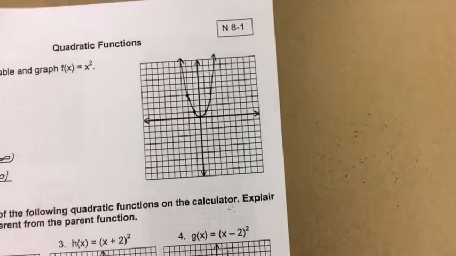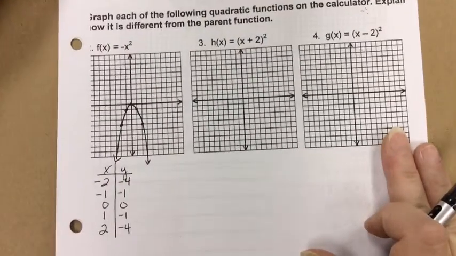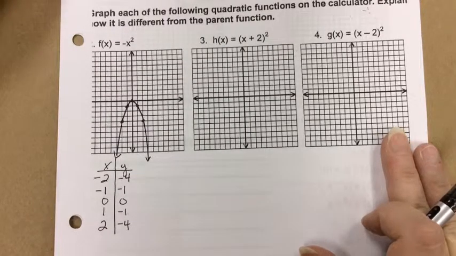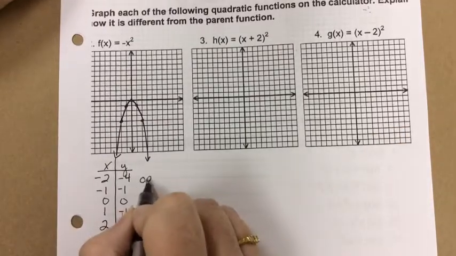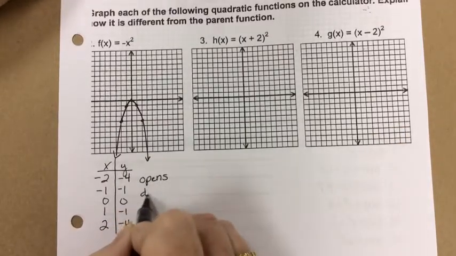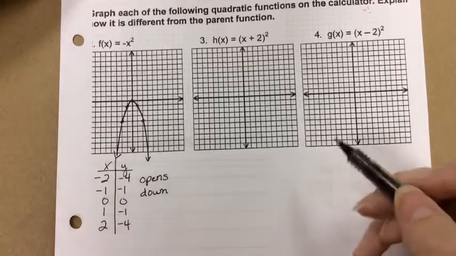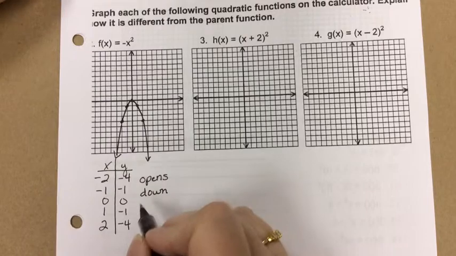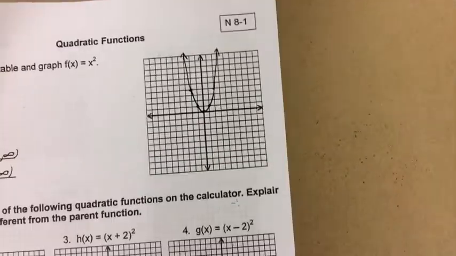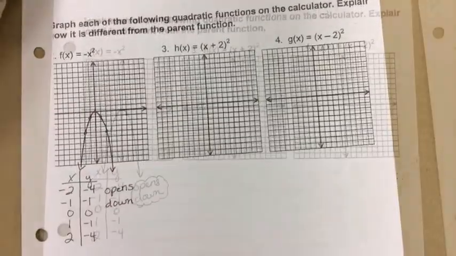Here's my parent function, and here's the f of x equals -x squared. So the only thing different about this one is that it's upside down. So we're going to say that it opens down. That's the difference between f of x equals x squared and f of x equals -x squared. The -x squared opens down. The x squared opens up.